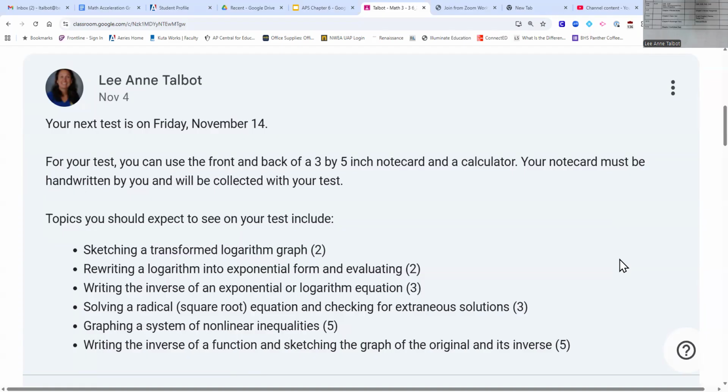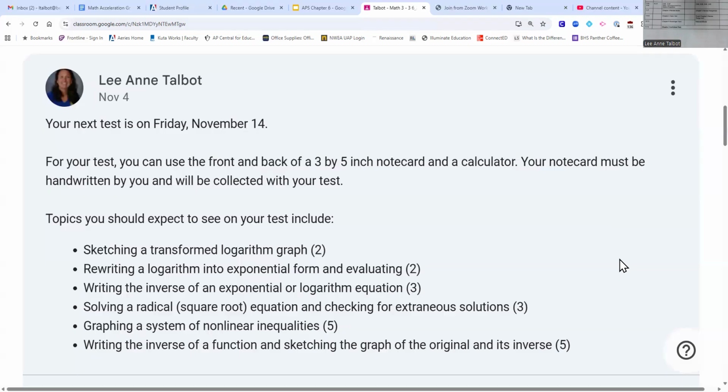Okay. Rewriting a log into exponential and evaluating. That's circling the log and changing it into a same base exponential for x. You guys know what that is? No. Okay. Writing the inverse of an exponential or logarithm. So that's doing the inverse steps. And when you have a to the power, the inverse will be the log. Or if you have a log, the inverse will be to a power.